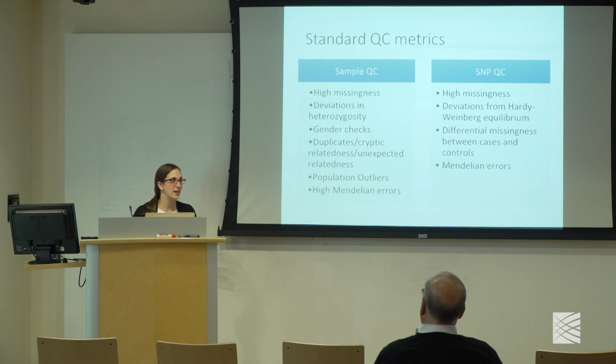And so in that case, we can look at this on the individual level to see if one particular individual has a lot of errors, or one particular SNP seems to have a lot of those errors. And that could indicate whether that individual is badly genotyped or that SNP is badly genotyped.